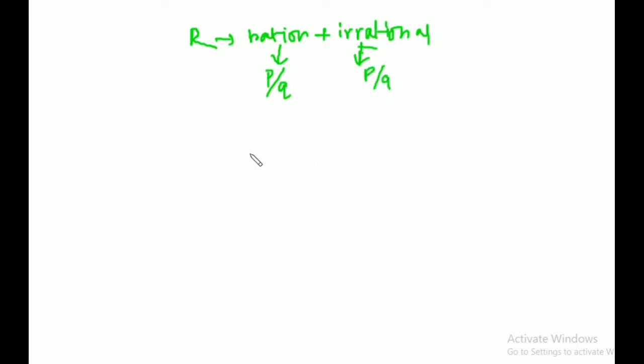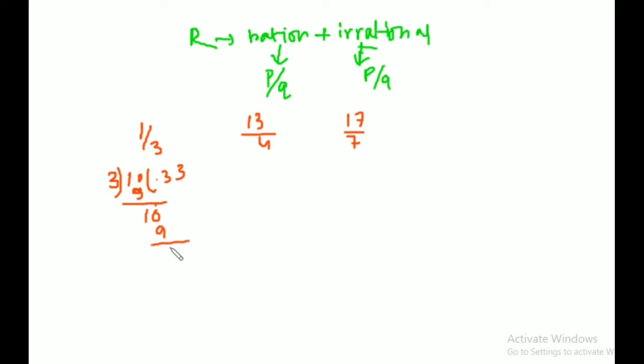Now let us take a few examples, like 1 by 3, 13 by 4, and 17 by 7. I have taken three rational numbers completely randomly. Now we are going to expand these numbers into their decimal expansion. So 1 by 3 we can write like that: 0.3 and so on.